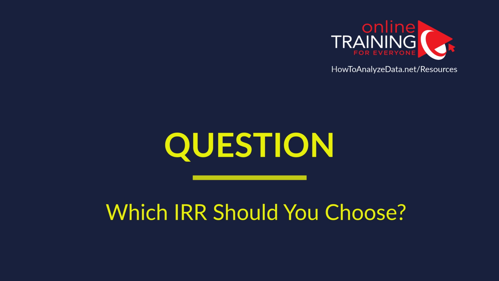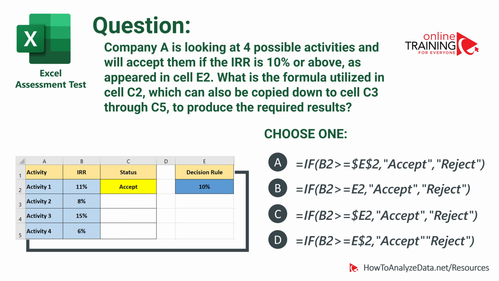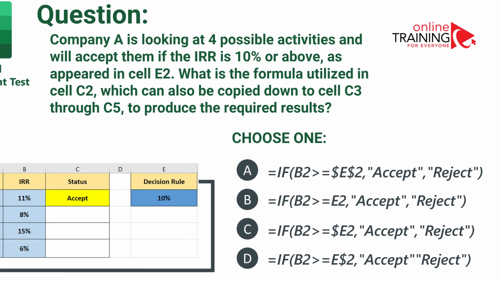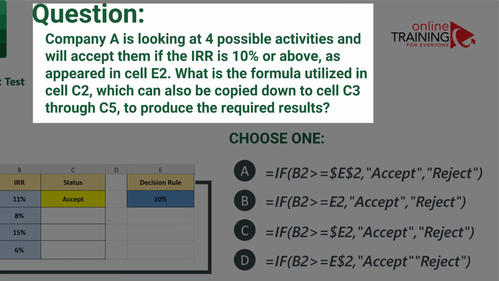Let's look at the tricky Excel assessment test question, which we frequently see as part of the tests. Company A is looking at 4 possible activities and will accept them if the IRR is 10% or above, as appeared in the cell E2.